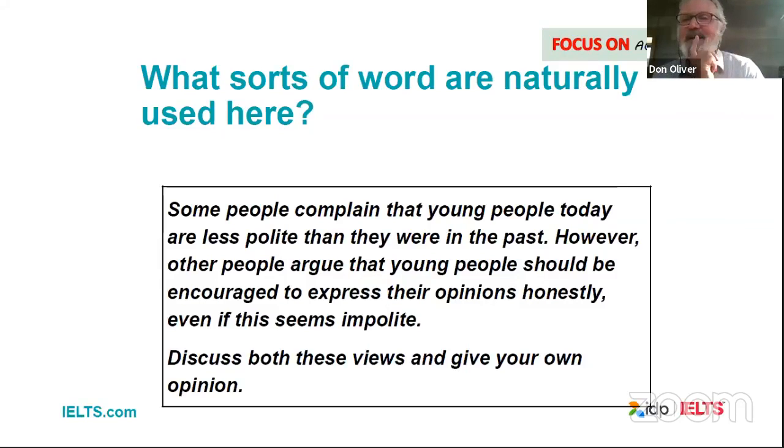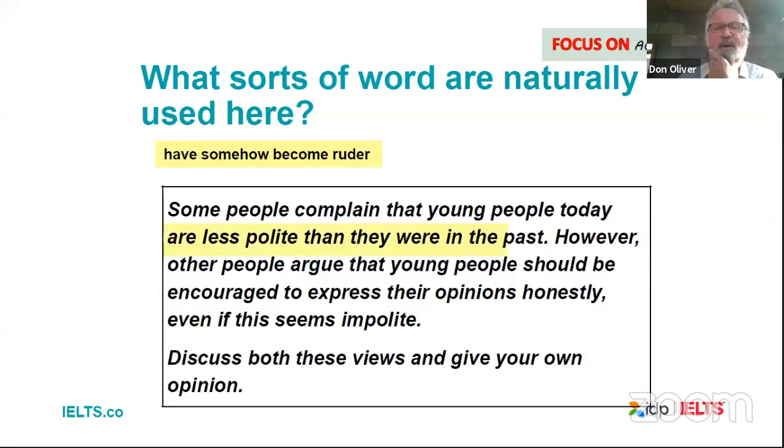But we're not looking at task response now. We're looking more at the sorts of words that you might use to address this task. Well, what are some of the words you might use? You would be rephrasing the words that are given to you. We give you some words. Young people are less polite than they were in the past. You might rephrase this as they have somehow become ruder.